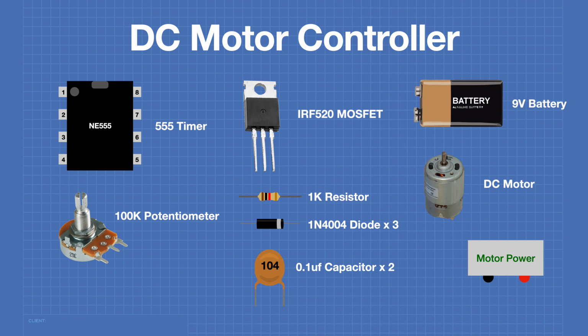We'll require a 555 timer and a 100K linear potentiometer. We'll also be using an IRF 520 MOSFET on the output. Now you could use a different MOSFET if you wish. We'll require a 1K resistor, 3 1N4004 or equivalent diodes, and 2 0.1 microfarad capacitors. Our circuit will be powered by a 9-volt battery. We'll be driving a small DC motor, and we'll also need a power source for our DC motor.